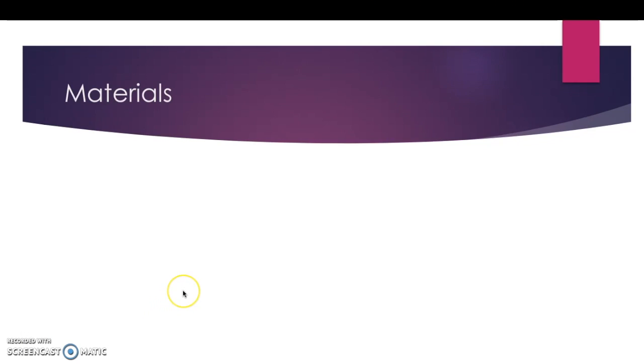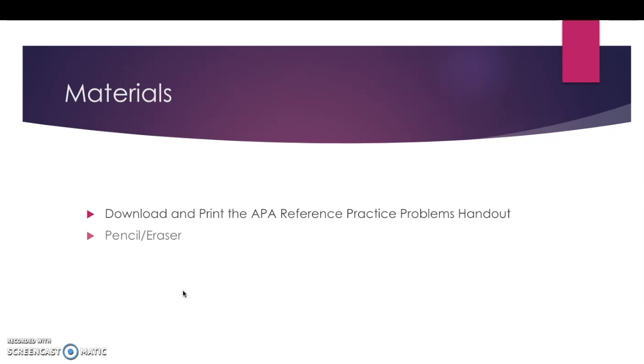Before we get started, there's some materials you'll need to gather. Download and print the APA Reference Practice Problems handout. Find a pencil and eraser, and some scrap paper for the knowledge check practice.